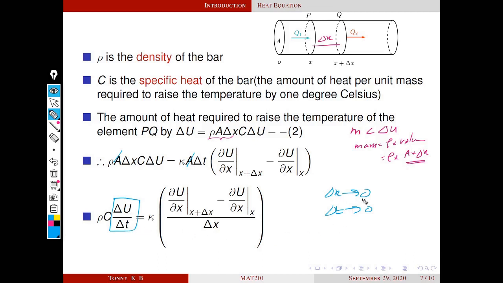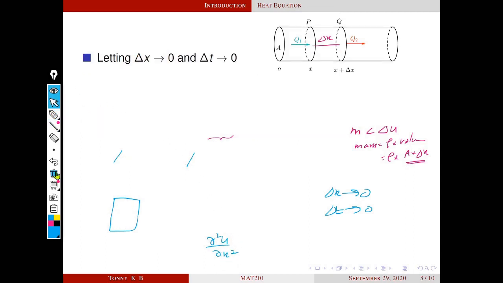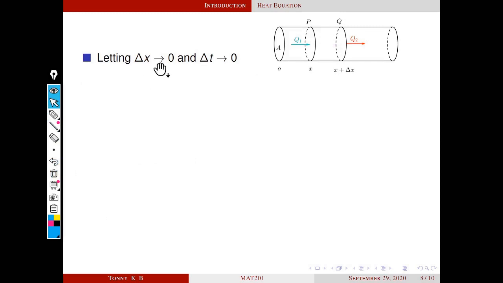And similarly, if delta x is very small, if delta x tends to 0, what about this one? Here the numerator is the difference between partial derivatives of u. So this is the derivative of partial du by dx. That is the second partial derivative of u with respect to x. Right. So this becomes partial d square u by dx square.